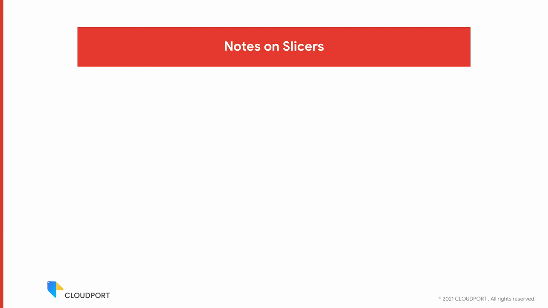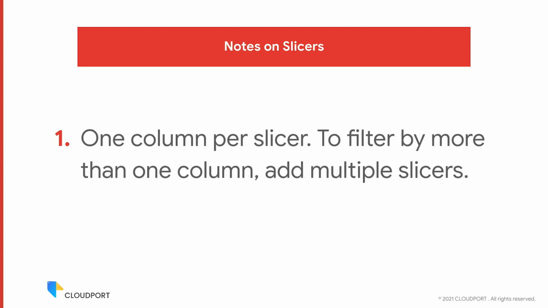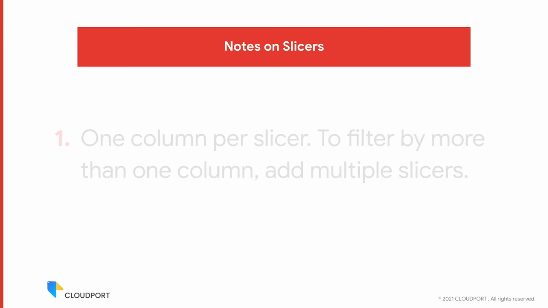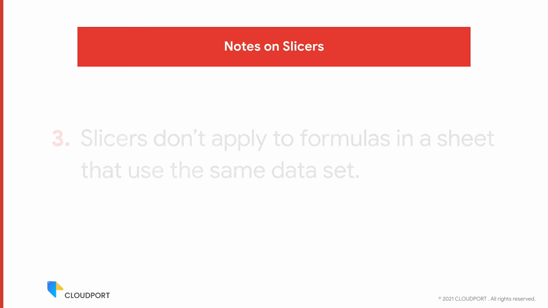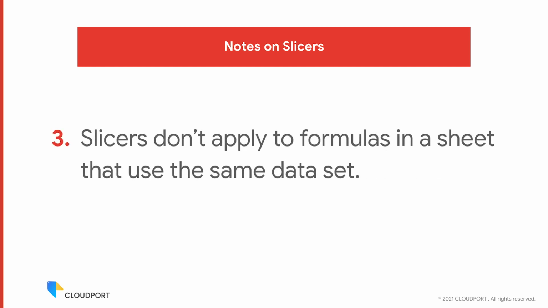Here are a couple of things to take note of about slicers. First, this was mentioned earlier. You can use only one column per slicer. To filter by more than one column, add multiple slicers. Second, slicers apply to all charts and pivot tables in a sheet that use the same data set. Third, slicers don't apply to formulas in a sheet that use the same data set.